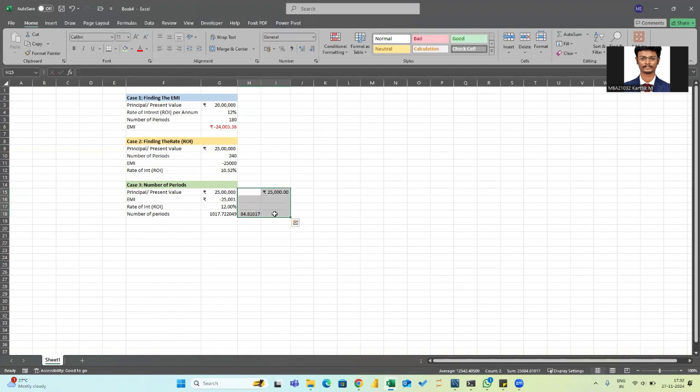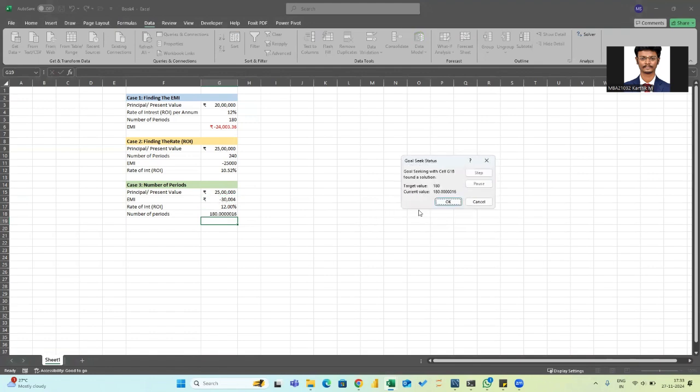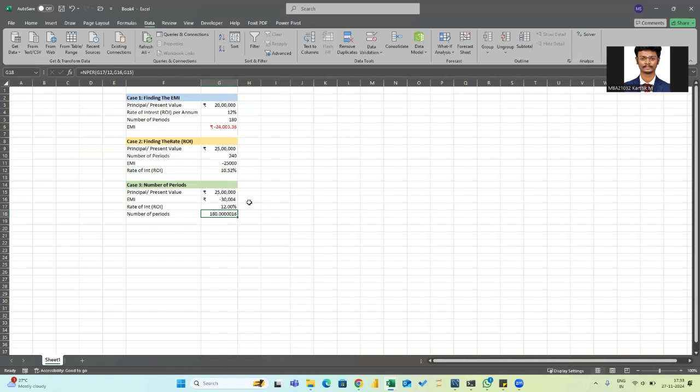To tackle such a problem, we can use GoalSeek. Where is GoalSeek? Go to Data, go to What-If Analysis, and GoalSeek. So this number I have to fix to 180 by changing this cell. So this is the value. To complete the loan in 15 years for a principal value of 25 lakhs, the minimum EMI you should pay is 30,000.